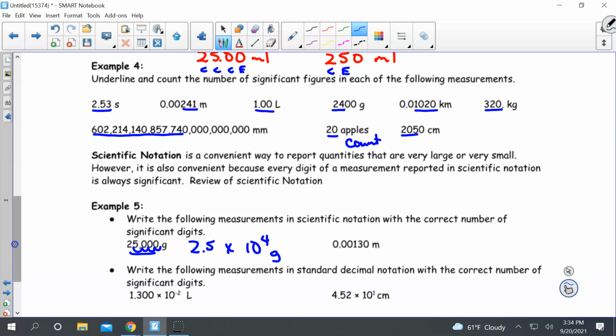Okay? If I did this number, I'd move the decimal 1, 2, 3 places to the right. I would write the number as 1.3, it's greater than 1, less than 10, times 10 to the negative 3 meters.